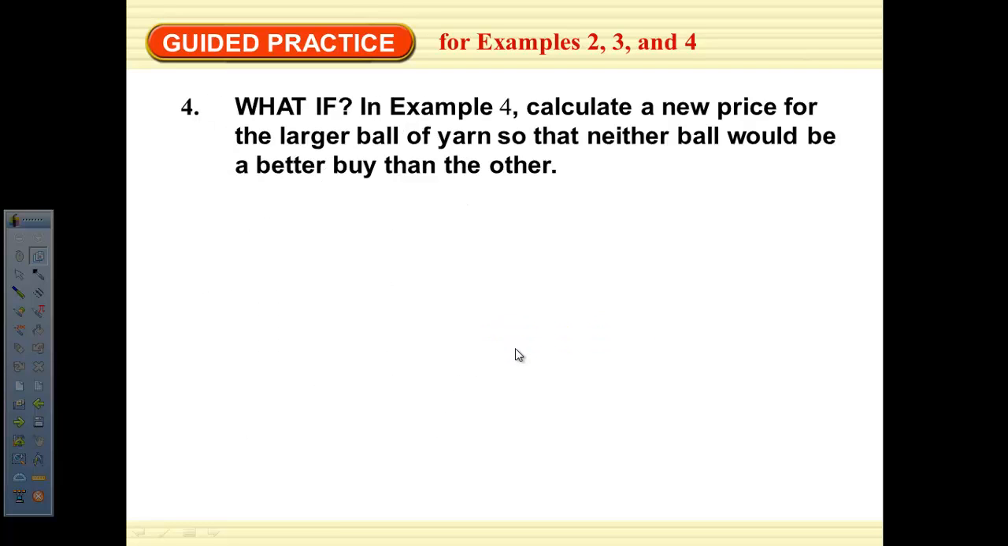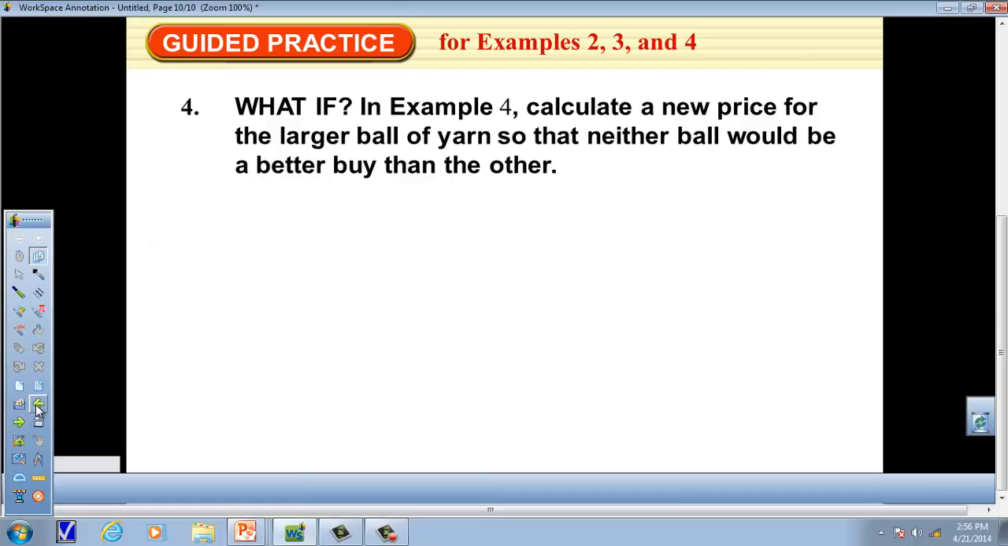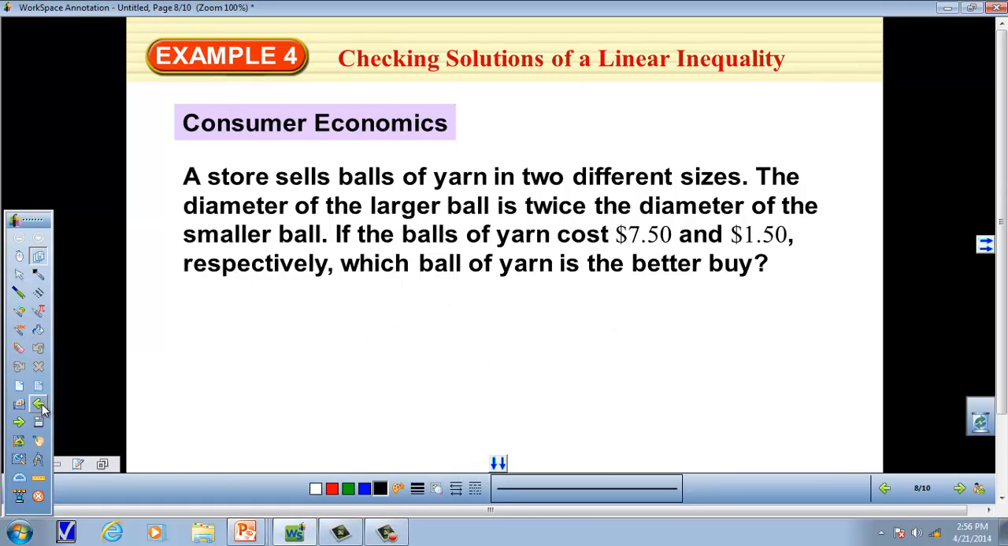But that's okay. Alright, it says calculate a new price for the larger ball so that neither ball would be a better buy than the other. Okay. Well, let's go back. So we look at this and we say, here's the price for the first one, and we want this to be 5 times more than it. I'm sorry. So that neither would be the better buy.